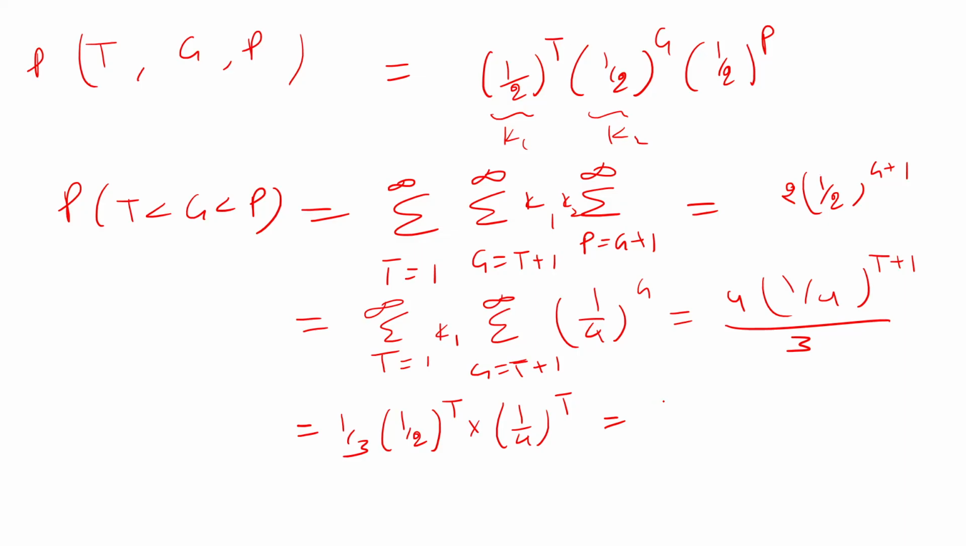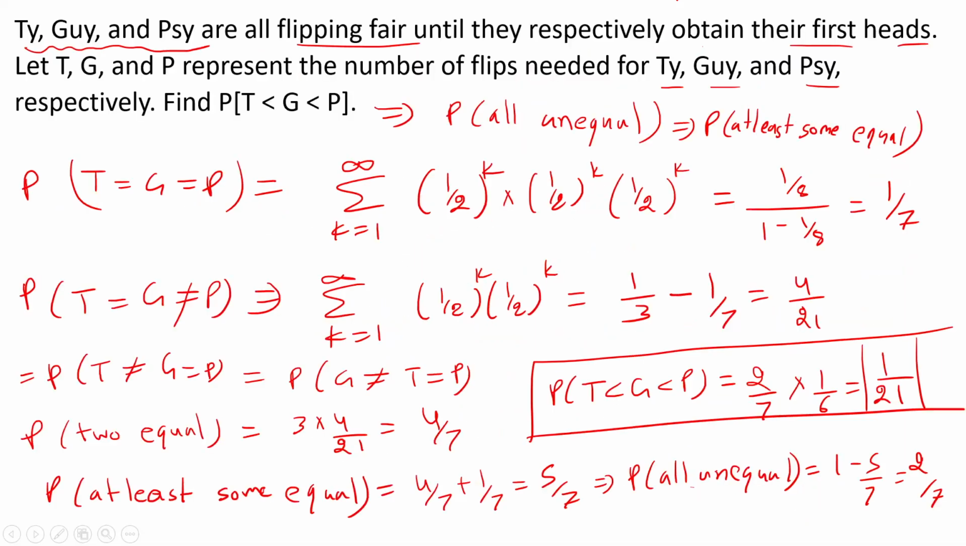So and then we sum it, so it is 1 by 3 sum of 1 by 8 to the power T. So that's 1 by 3 into 1 by 8 upon 7 by 8. So I'm getting 1 by 21. Okay, so yes, the answer is matching the previous option.